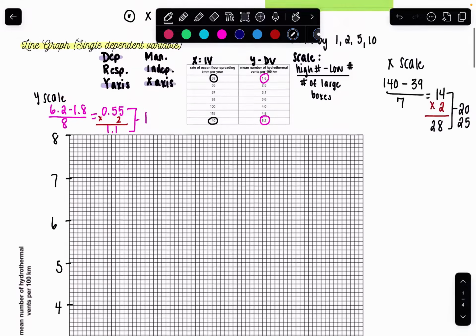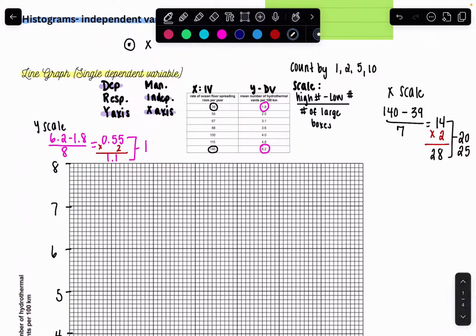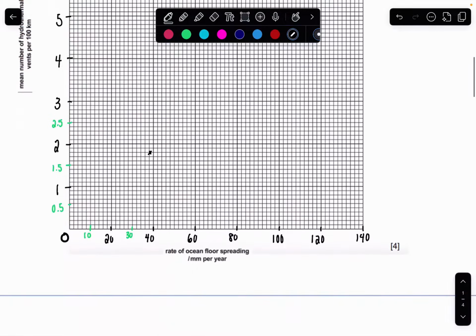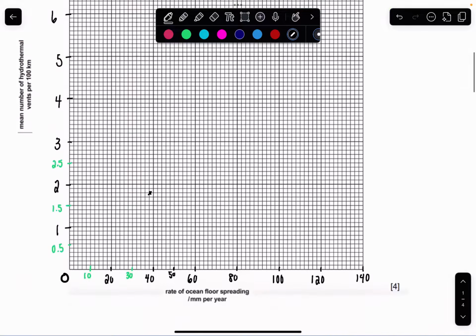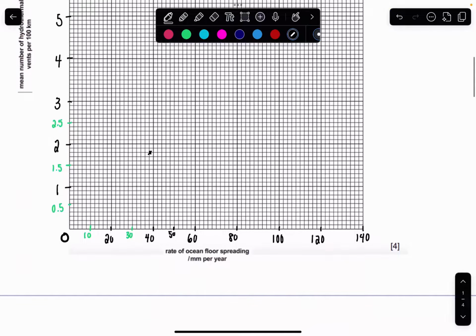The next point is 55 and 2.5. So 55 is going to be about halfway from 50, which would be here, to 60. So 55 and 2.5. So I'm making small X's, and then you're going to connect your points with a nice straight line.